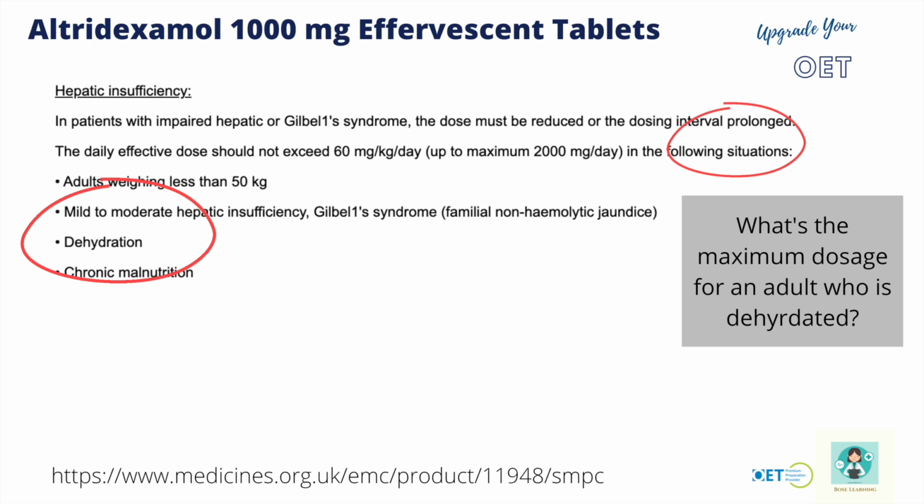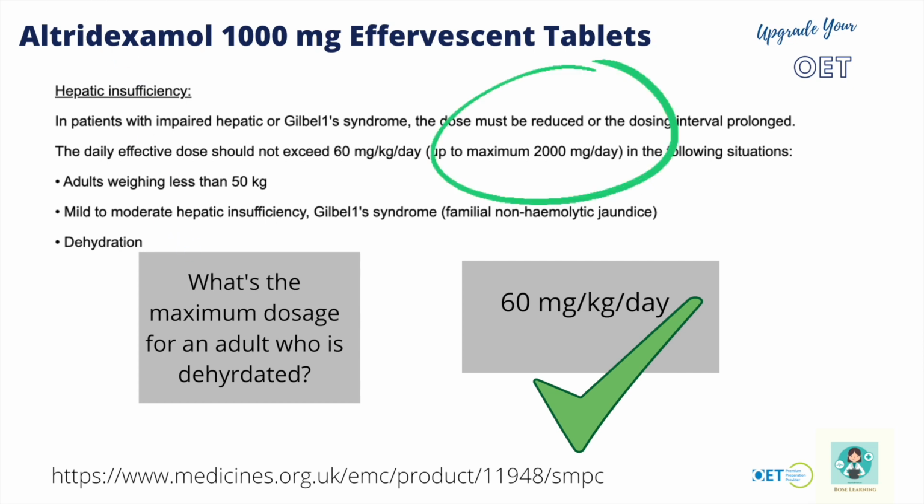Have you found it? Well, here are the special situations, the following conditions. Here is dehydration, dehydrated, and the maximum dose is 60 milligrams per kilogram per day, or 2000 per day. So if they've given you 60 milligrams per kilogram per day, then you put in 60, or a maximum of 2000, depending on what the question's actually given you as a gap fill.